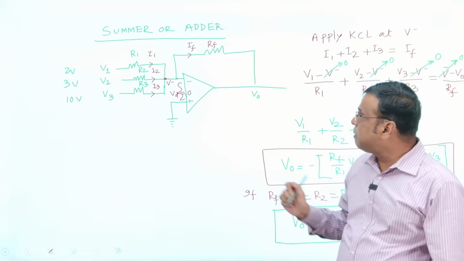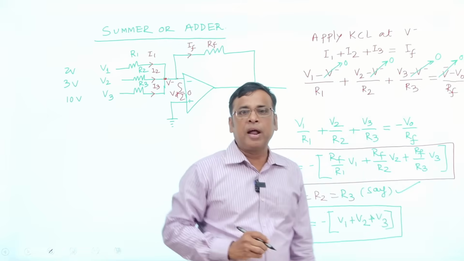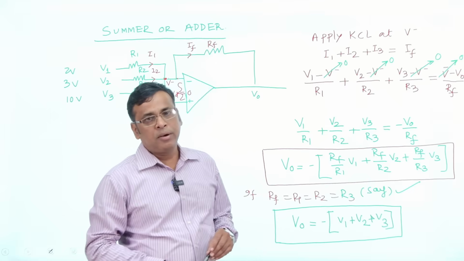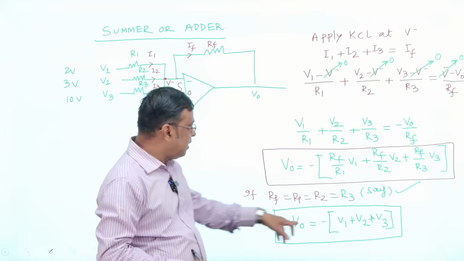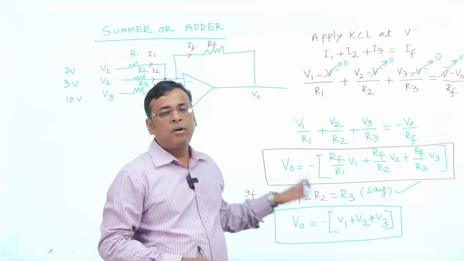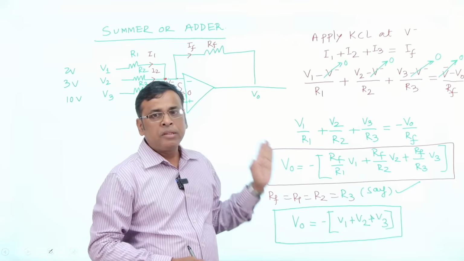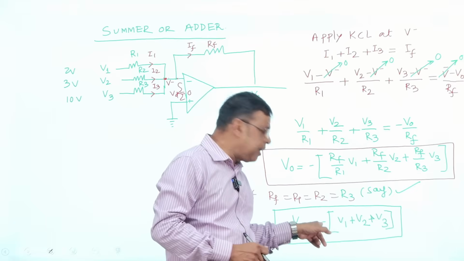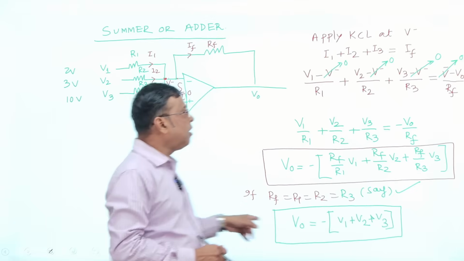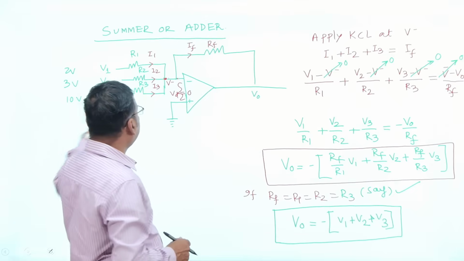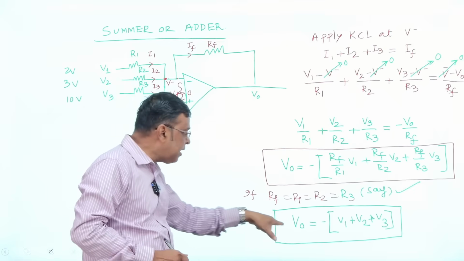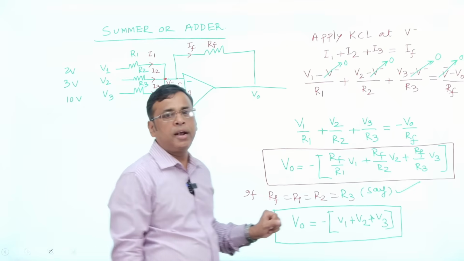One of the important applications of the operational amplifier is the summer or adder, because the output voltage is the negative of the sum of the input voltages. One thing: the negative sign indicates that between the input voltage and output voltage there will be a phase difference of 180 degrees. Why will the negative sign come? Because we are applying the input voltages to the inverting terminal, meaning the negative terminal. That's why there will be a negative sign in the output voltage.